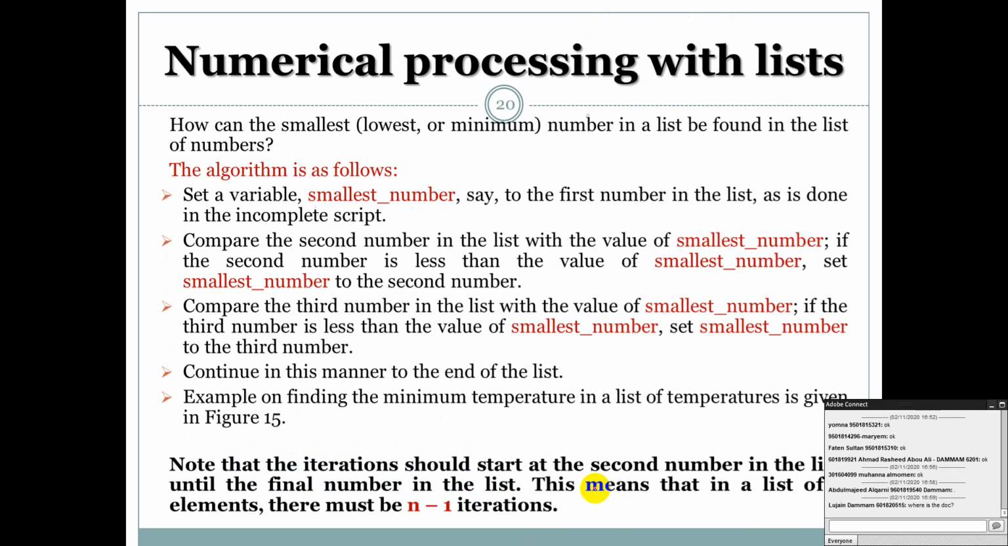For example, how can we find the smallest or the minimum number in a list of numbers? So how to find the smallest of the list? We can first write an algorithm for it. For example, this is an algorithm. Set a variable for the smallest number. Say the first number in the list is the smallest number. Now compare the second number with the smallest number, and if the second number is less than the smallest number, then make the smallest number the second number.